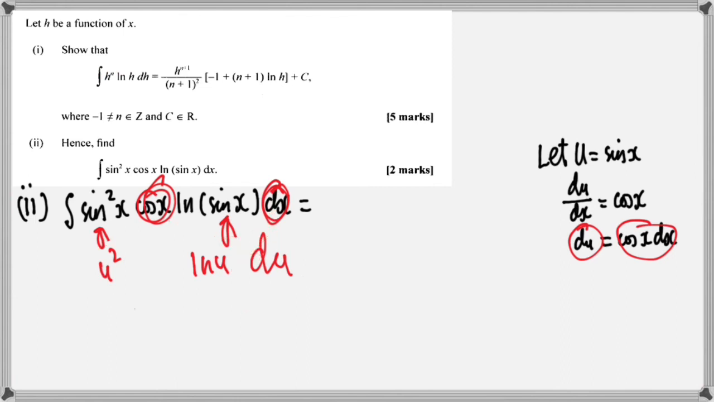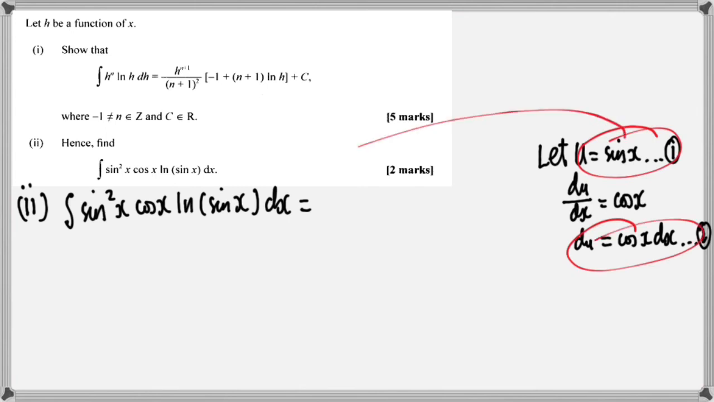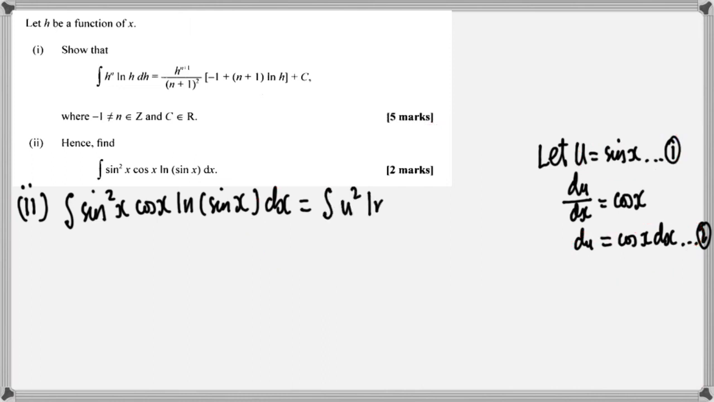So let's see what will happen. That's what I'm thinking. Let's label these two equations 1 and 2. So there's equation 1 and 2, and we're going to substitute these two equations into this integral and see if the substitution will work. So when we do it, this is what we will get here. Really nice. And look at it, it looks just like this.